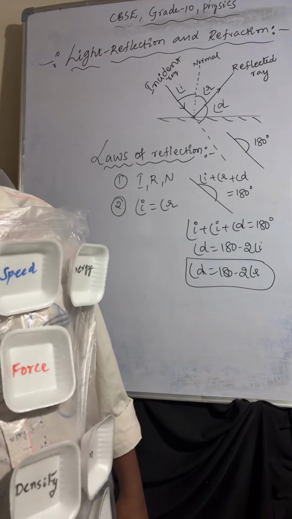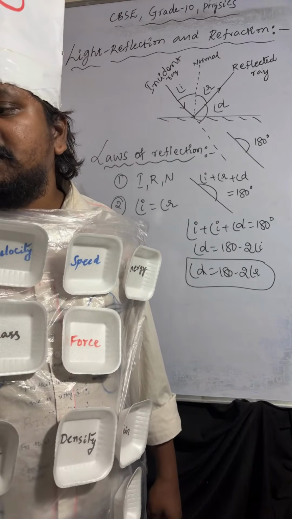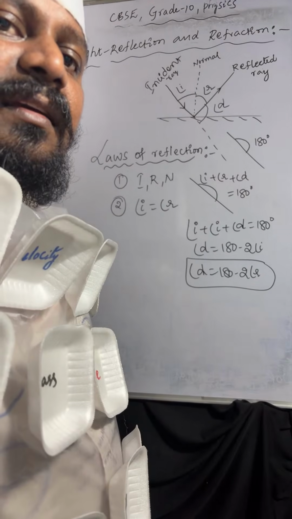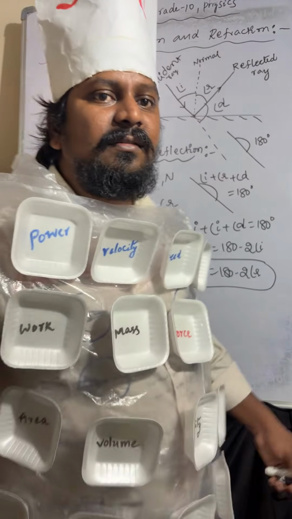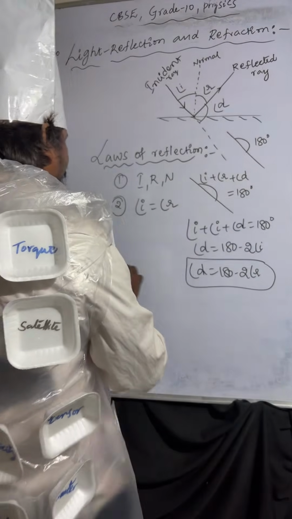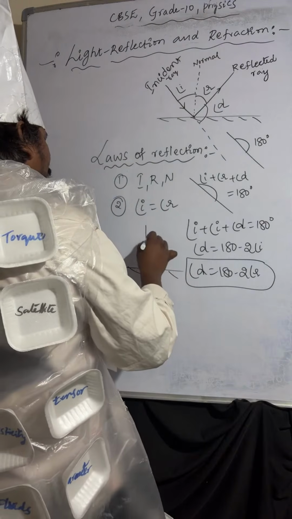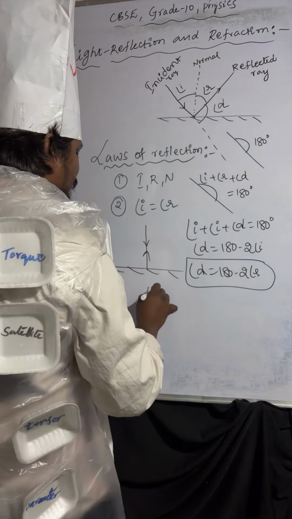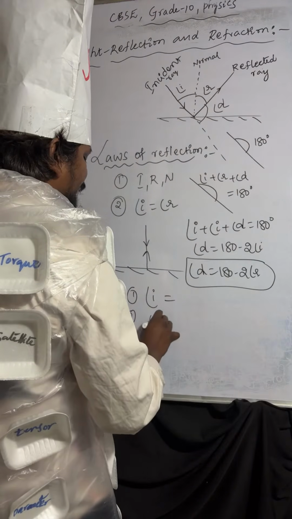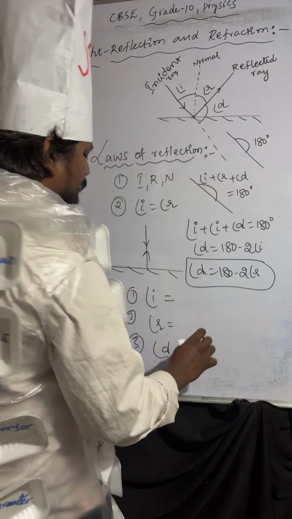If the light ray passes along the normal line, okay, along the normal line, not with a degree. What is the angle of incidence? First one. Coming to the next one, angle of reflection, and third one, what is the angle of deviation? Let me know the answer.